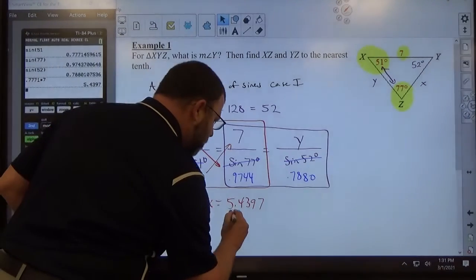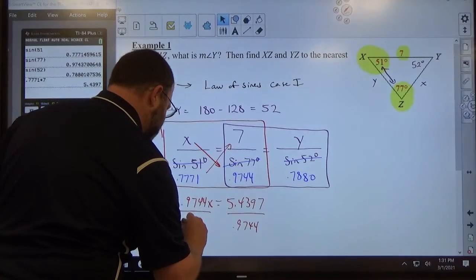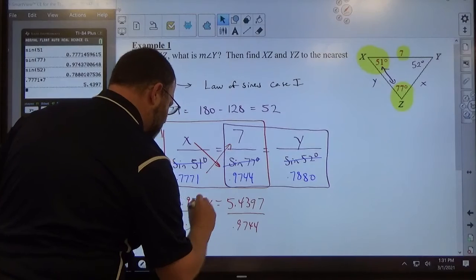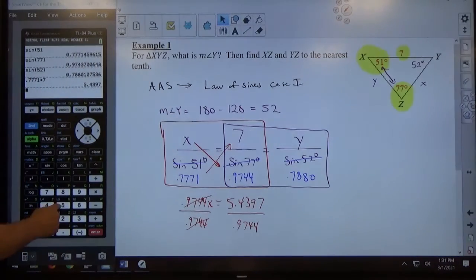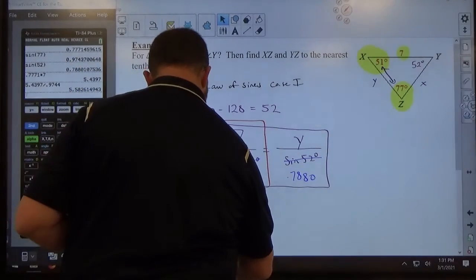I'm going to divide by 0.9744 because that's what's in front of x. I want to get x equals, right? So I'm going to divide 5.4397 divided by 0.9744 equals. It does say round to the nearest tenth. So at this point, that's my final answer for x. I'm going to take that answer to the nearest tenth, so I'm going to write 5.6.